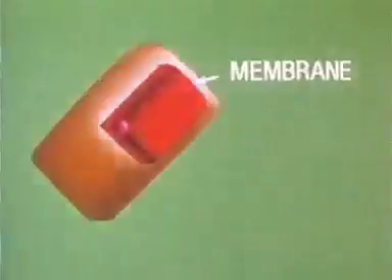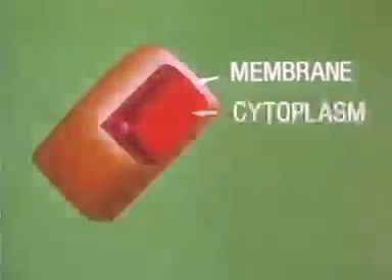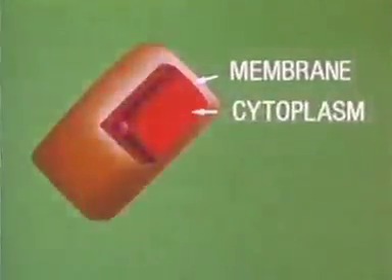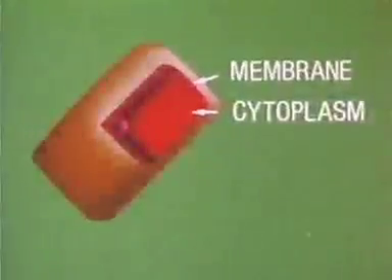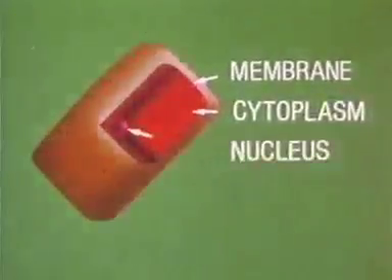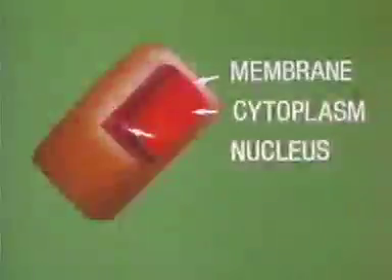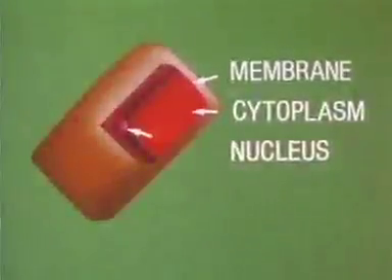A cell has 3 or 4 main parts. An outside covering, the membrane. Inside material, the cytoplasm. The control center of the cell, called the nucleus. And in addition, most plant cells have a stiff wall.